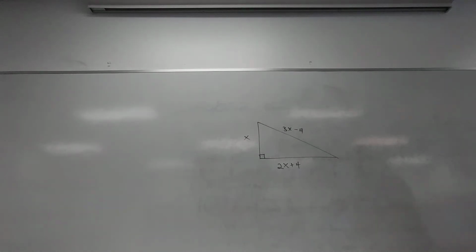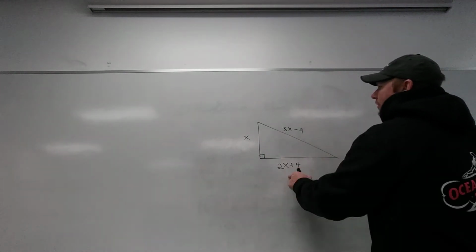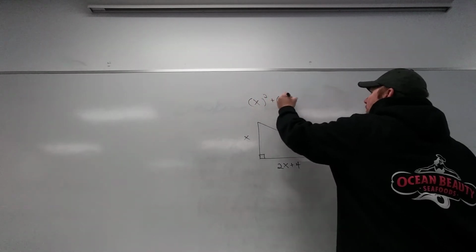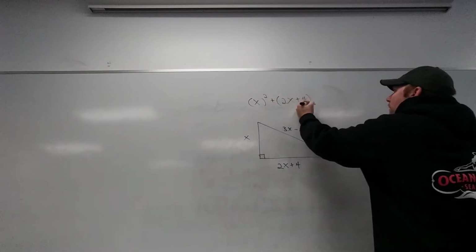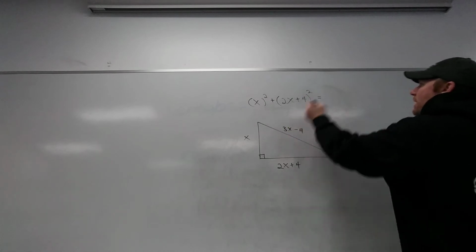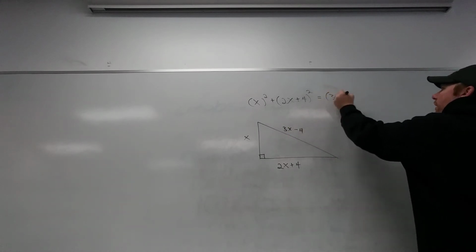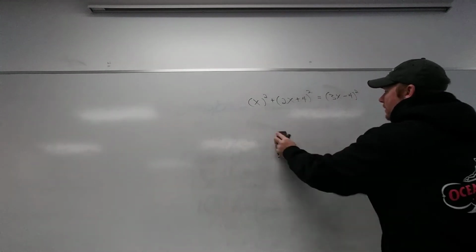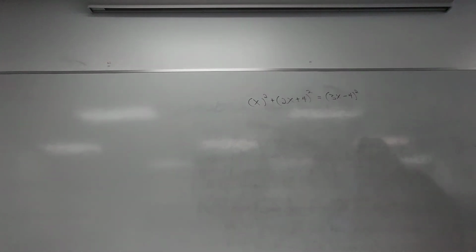Alright, so let's try this one out. We've got the two sides, so I'm going to square those and add them together. And they're going to equal the hypotenuse squared. Get rid of that diagram. And then if you want to use the shortcuts, I mean, go ahead, it's up to you.